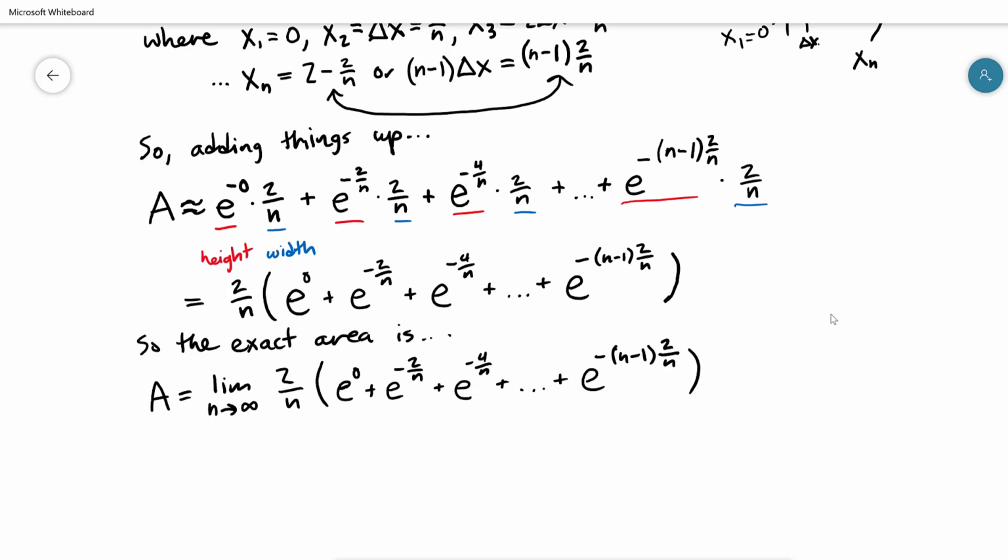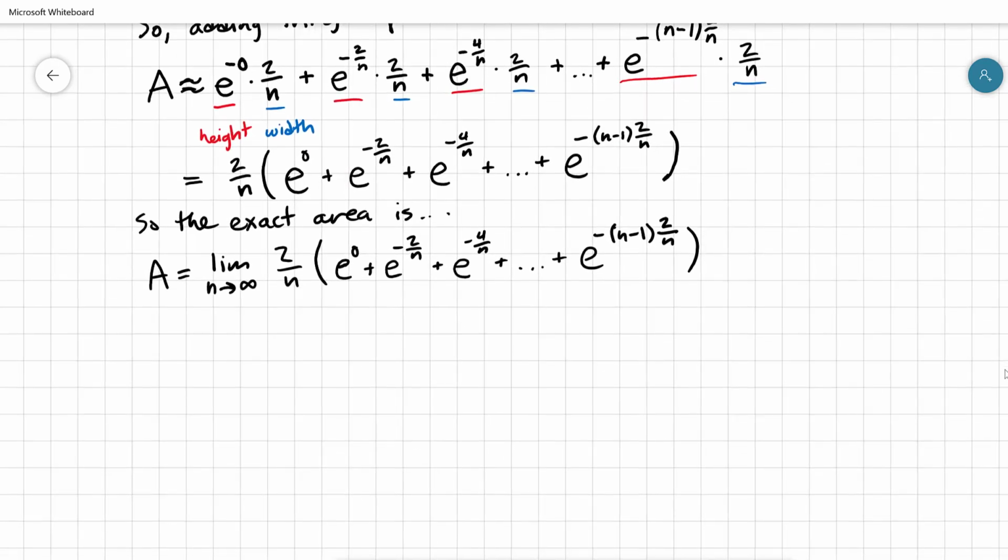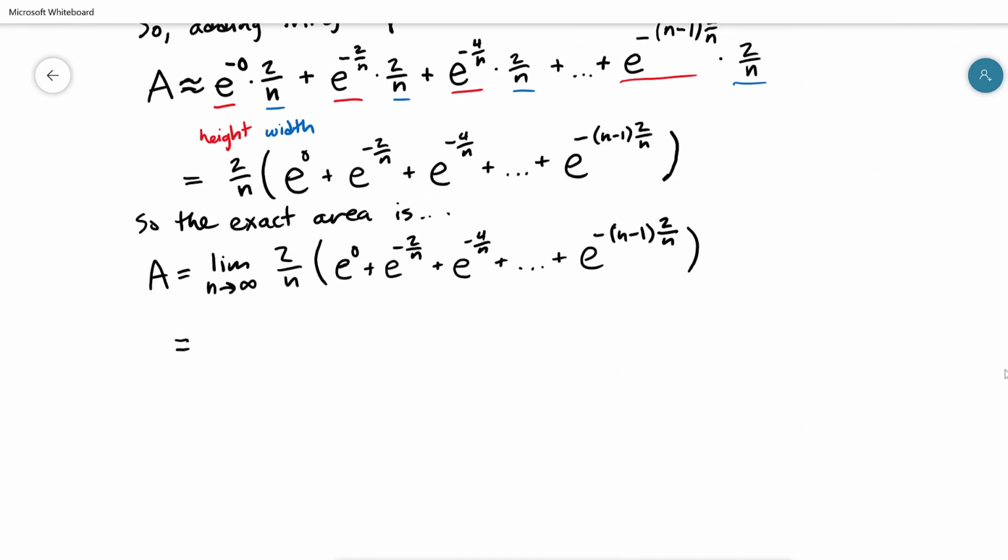So there's that limit. Again, this is sort of our long notation. I want to use that summation notation to see if I can figure out the pattern that symbolizes what these terms look like. So rewriting this yet again, we've got the limit as n goes to infinity. I've got the 2 over n.